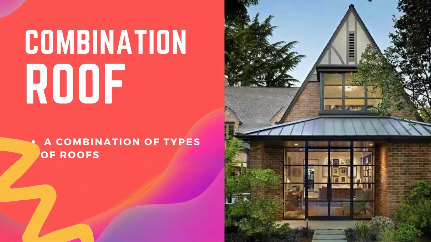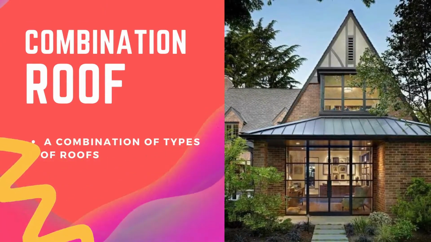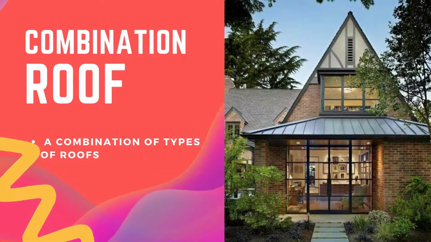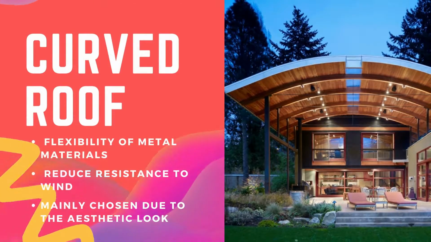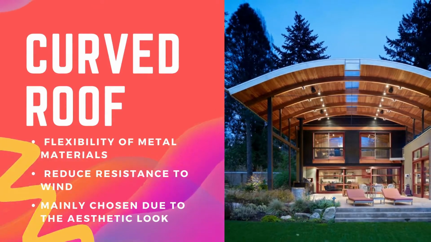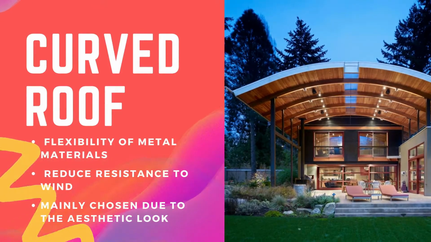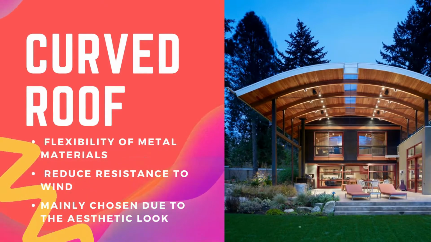For this type of roof, often incorporating two or more designs for aesthetics and practical reasons, combination roofs can feature a range of styles. 6. Curved roof. A curved roof adds an extremely modern, interesting feature to any building. Modern roofs take advantage of the flexibility of metal materials, creating one large curved structure.